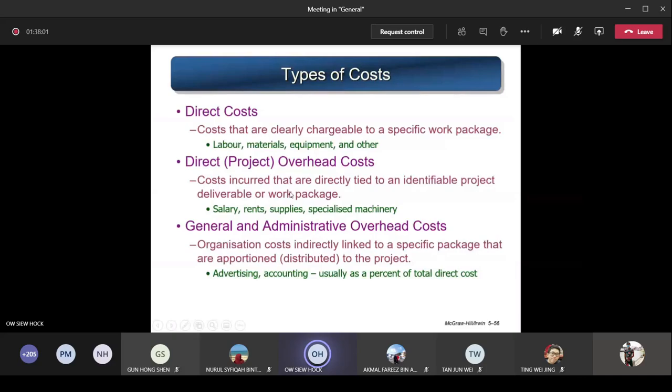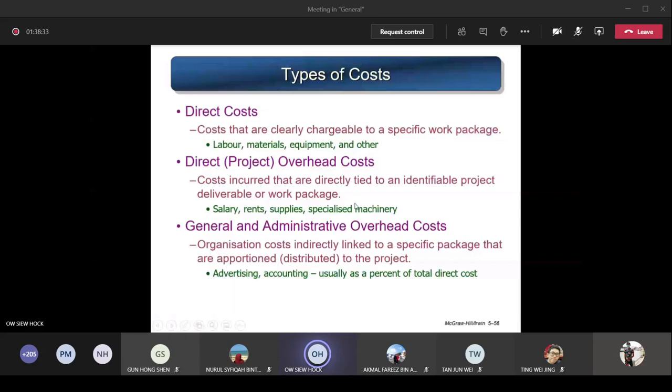The difference from direct cost is that direct cost is the person actually carrying out that particular specific WP. This one is a bit higher level. Next is the general and administrative overhead costs. These are organization costs indirectly linked to a specific package that are apportioned, distributed to the project. To calculate general and administrative overhead costs, this amount is usually a percentage of the total sum of the direct costs and direct project overhead costs, and you assign a percentage.